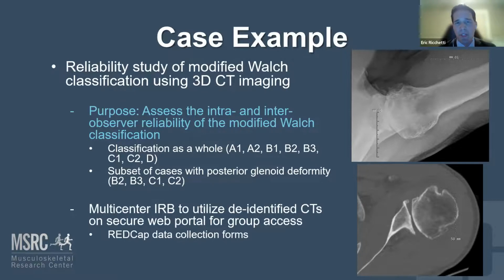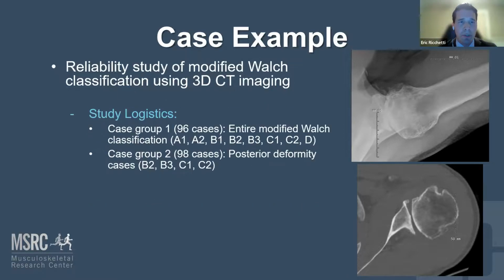And our first step was to establish a multi-center IRB to allow us to collect data together and create a mechanism of looking at de-identified CTs across the group. And we actually came up with a way to develop this secure web portal that the entire group could access to be able to look at three-dimensional CAT scans in a consistent way across the group. And we use REDCap as our data collection system to be able to do this well.